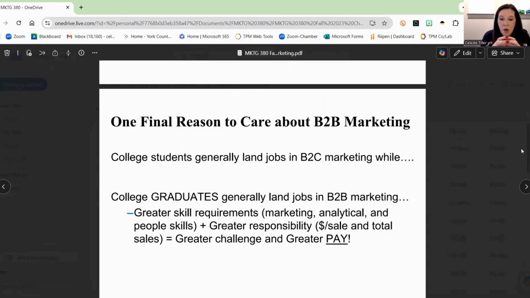But where we want you to go is looking at that B2B kind of job. That's where you're going to find more money, greater skill requirements, the things that you're learning in these classes. And of course, with that greater challenge comes greater pay. So don't discount this B2B area. There's a lot to be had in that. And a lot of companies, especially your larger companies, this is the space that they are in.